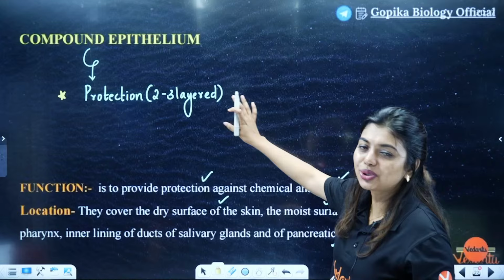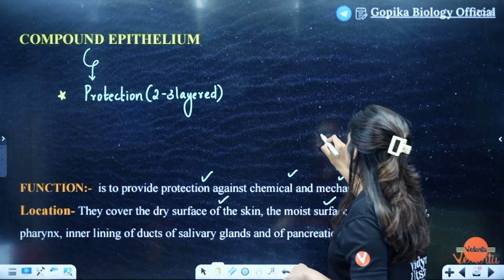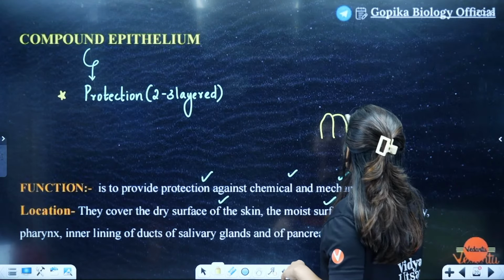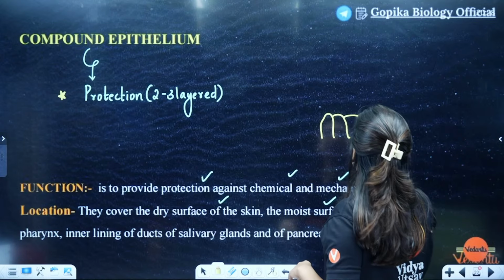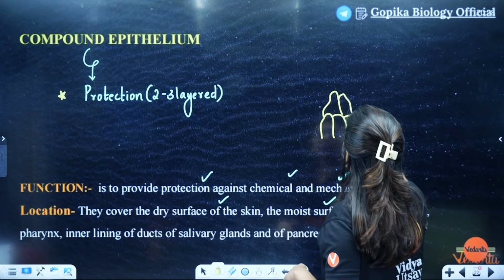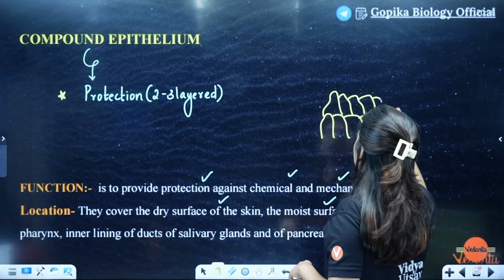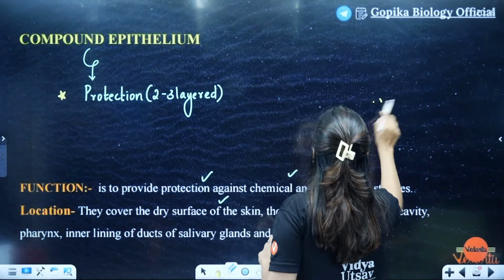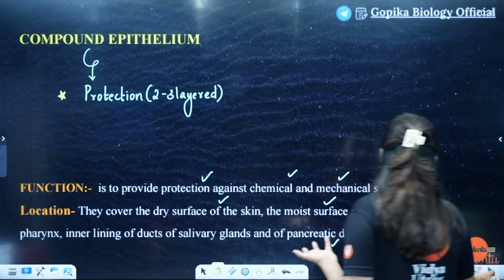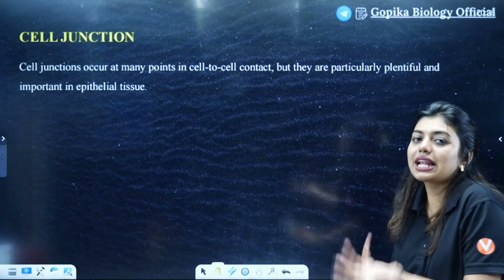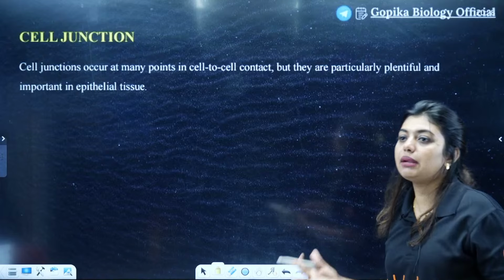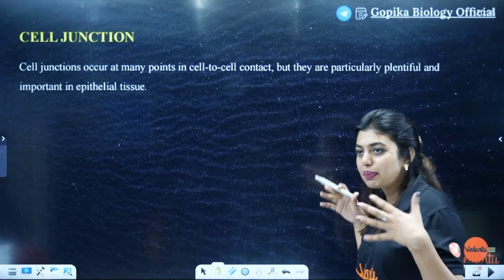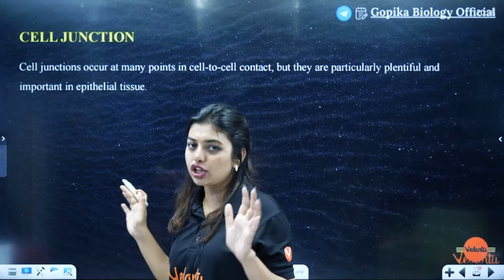So protection, two to three layers. Very simple, students. It's like one layer, and one more layer, and one more layer. That is why there's one more called pseudo stratified epithelium, which I'll teach you in detail later. That is just additional information. It pretends like it's a compound epithelium, but it is not a compound epithelium.